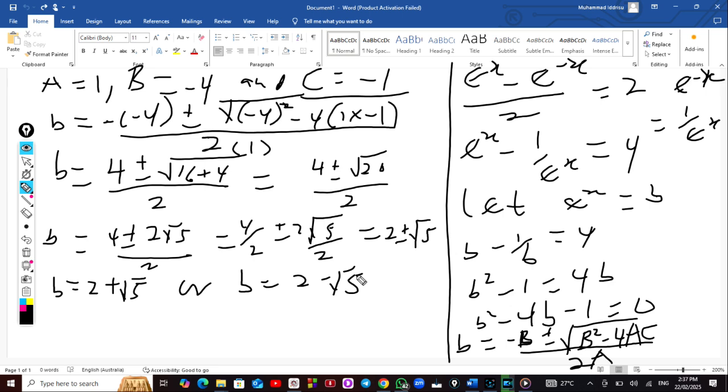But remember that b represented a variable, and that variable is e to the power x. We are not just solving for b, we are solving for x. So e to the power x is equal to 2 plus root 5, or e to the power x is equal to 2 minus root 5.